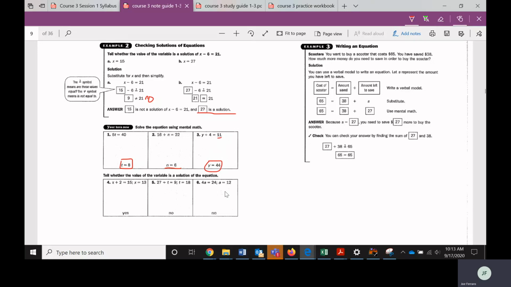The next group, tell whether the value of the variable is a solution of the equation. So here, just make sure, people get confused and they think this is all one thing. This is two separate things. They're saying, here's the equation, x plus 2 equals 15. They're saying, is x equals 13 a solution? So those are two separate things. They're saying, use this equation, and does x equal 13? So here you would just say 13 plus 2.